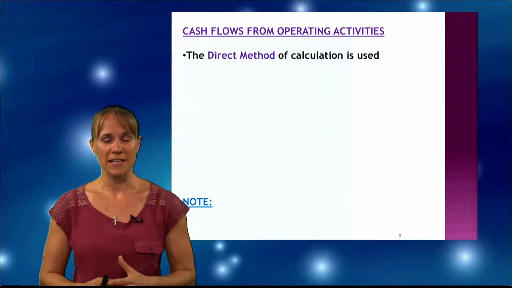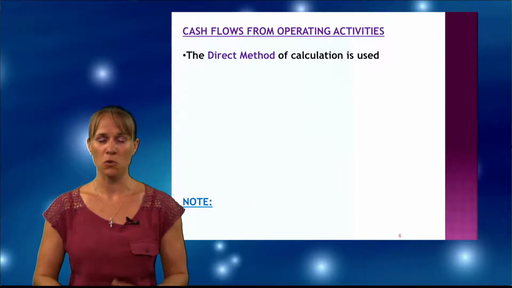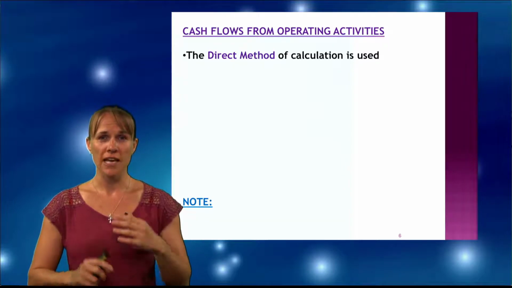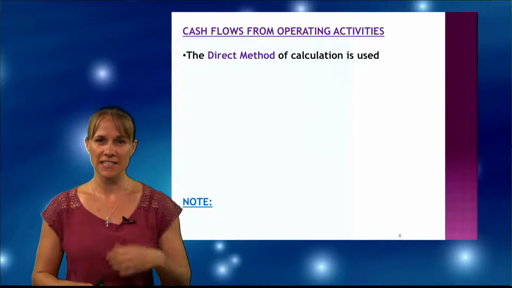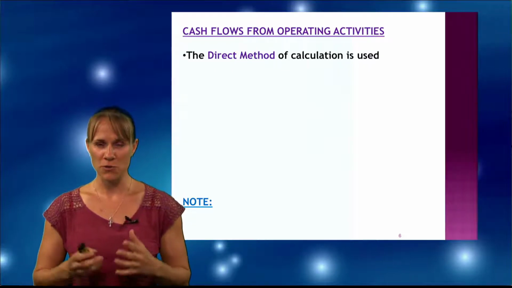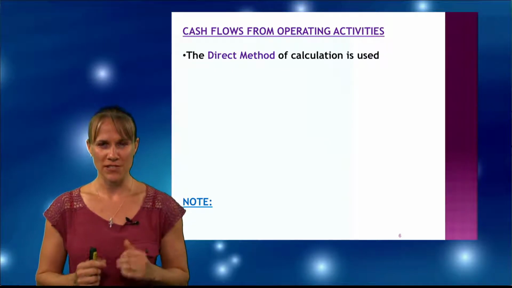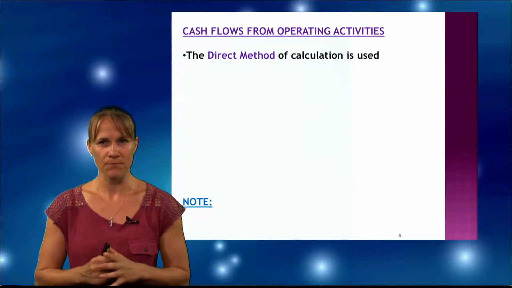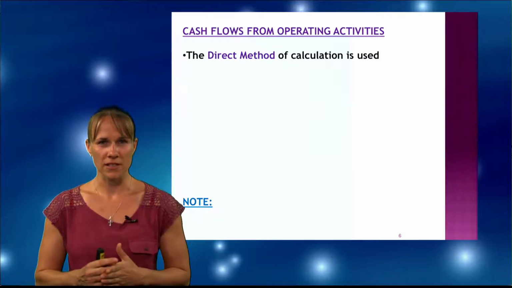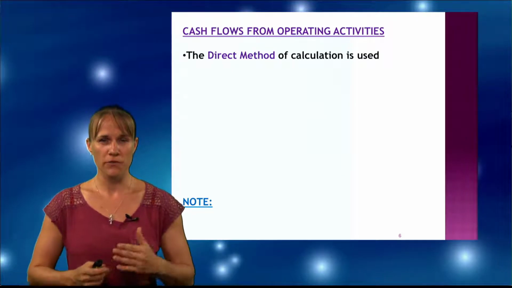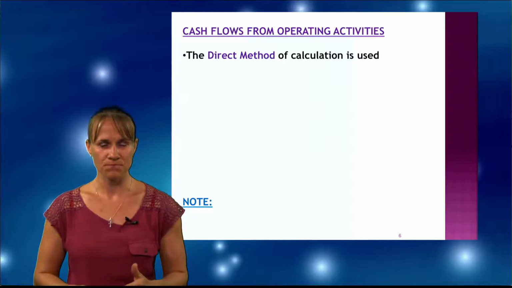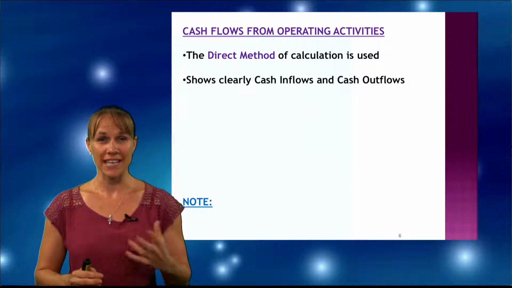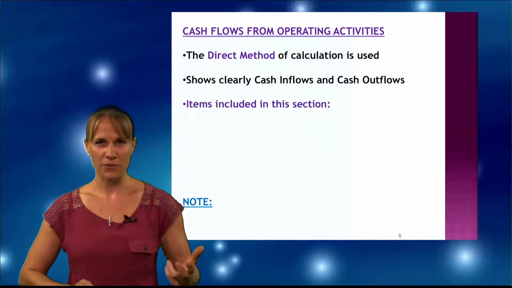So now that we've completed our practical example, we've gone through all of those transactions and we've identified: is it a cash transaction or not? Is it operating? Is it investing? Is it financing? Is it an inflow or an outflow? What we can do now is start to construct our cash flow statement. So the first part of our cash flow statement is our operating activities. The direct method of calculation is what we use for our operating activities. So it shows clearly our cash inflows and our cash outflows as well.